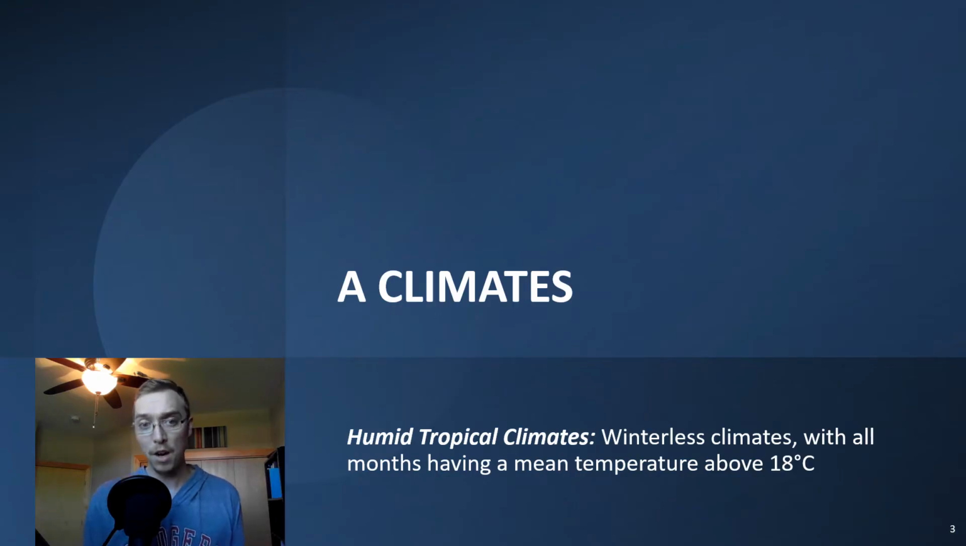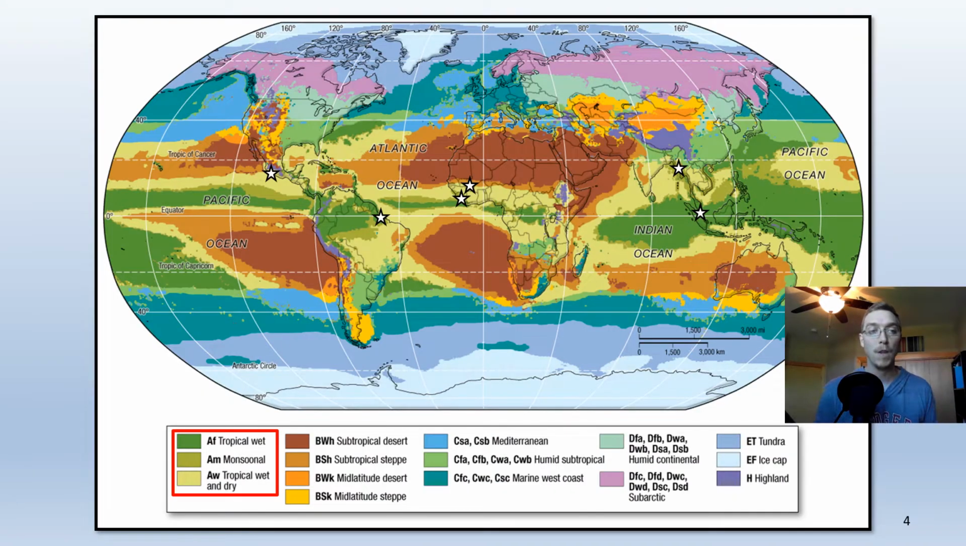So let's start off with A climates. These are humid tropical climates. They're winterless climates with months having a mean temperature of 18 degrees Celsius or above. Here are our Af, Am, and Aw: tropical wet, monsoonal, and tropical dry and wet, or savanna climates. These are some of the ones we're going to be looking at here.